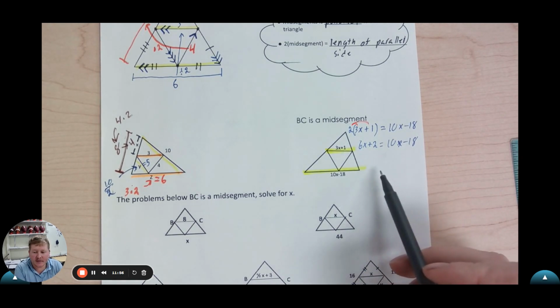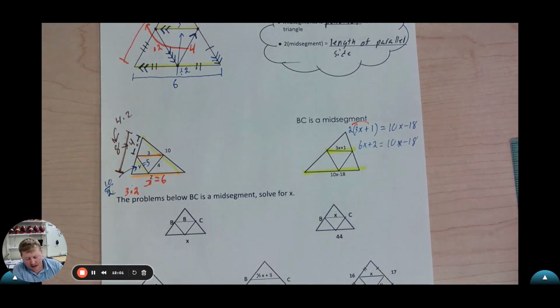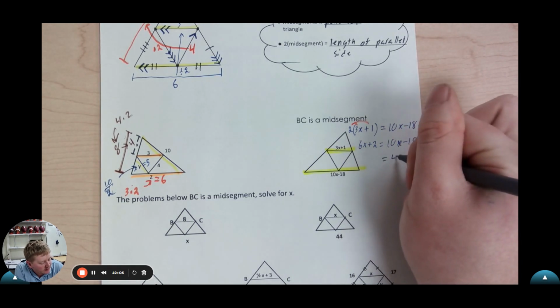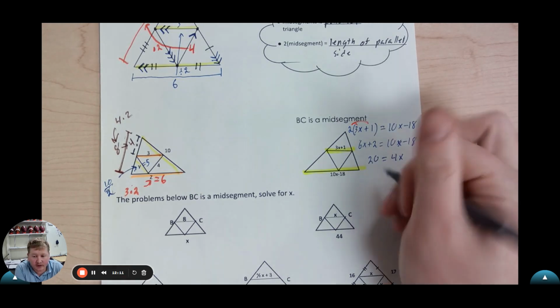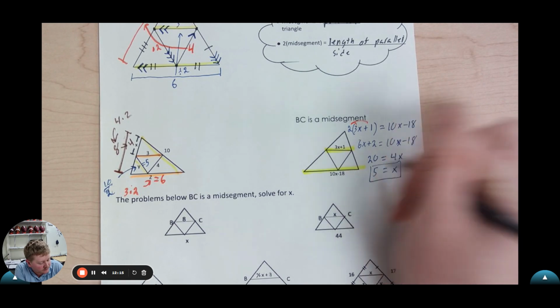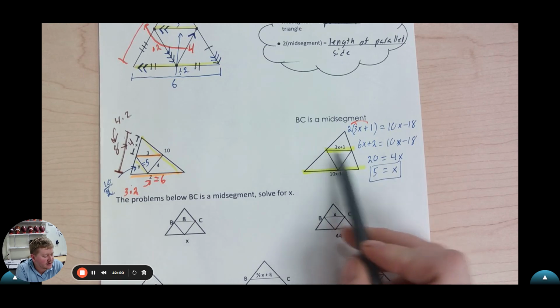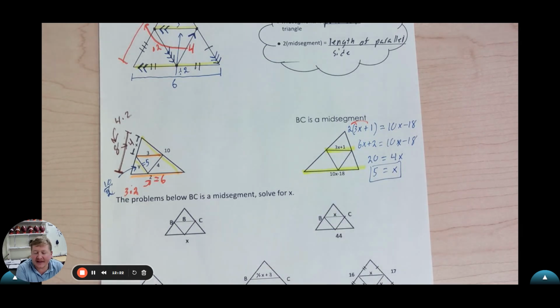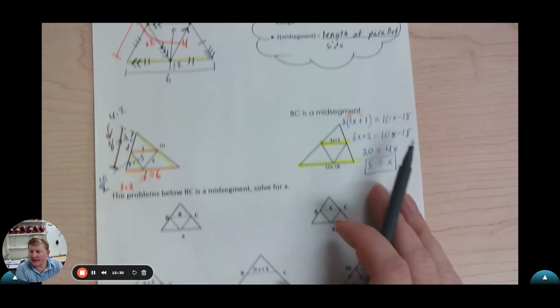Combine like terms, bring them over to both sides. So I'm going to bring this 6x over here and this 18 over here. If we do that, we're going to get left with 4x is equal to 20. Divide by 4 on both sides, and we get x is equal to 5. And that would be our answer. Now, if I asked for, hey, find me the length of the mid-segment, well, then we would just plug back in. But other than that, it's just a rinse and repeat.